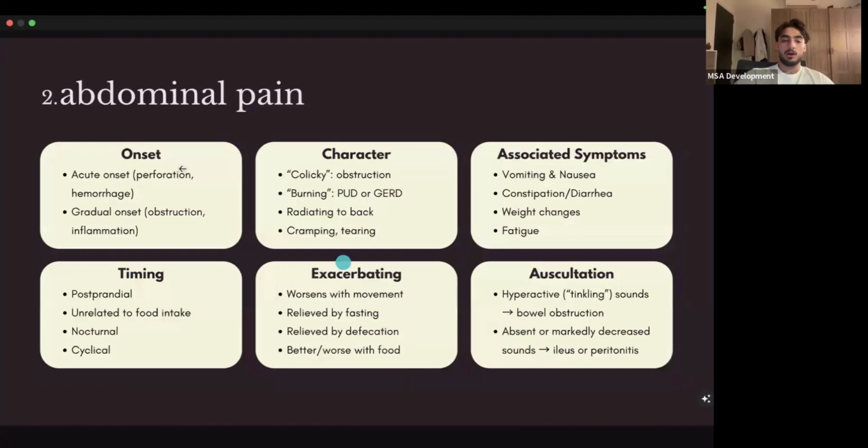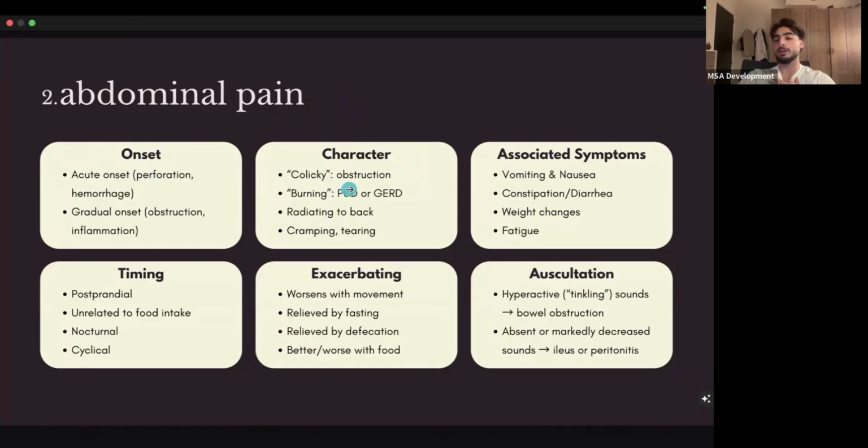Again, when you're taking your history from a patient with abdominal pain, there are a lot of very helpful questions that you're going to ask. First of all, you're going to ask about the onset. If it's acute onset, it may be pointing to something more serious like a perforation or an acute hemorrhage. Whereas if it's a gradual onset, it could be things like obstruction or just chronic inflammation. Character. These are buzzwords that you're going to hear in your question stem. Colicky pain is almost always referring to obstruction.